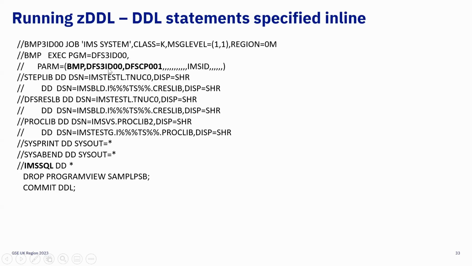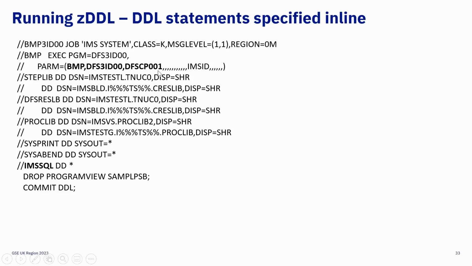The name of the program is DFS3ID00. And the catalog update PSB name is DFSCP001, right? That's it. That's what the EXEC statement is. Pretty straightforward, right? It's being run as a BMP. The name of the module is DFS3ID00.